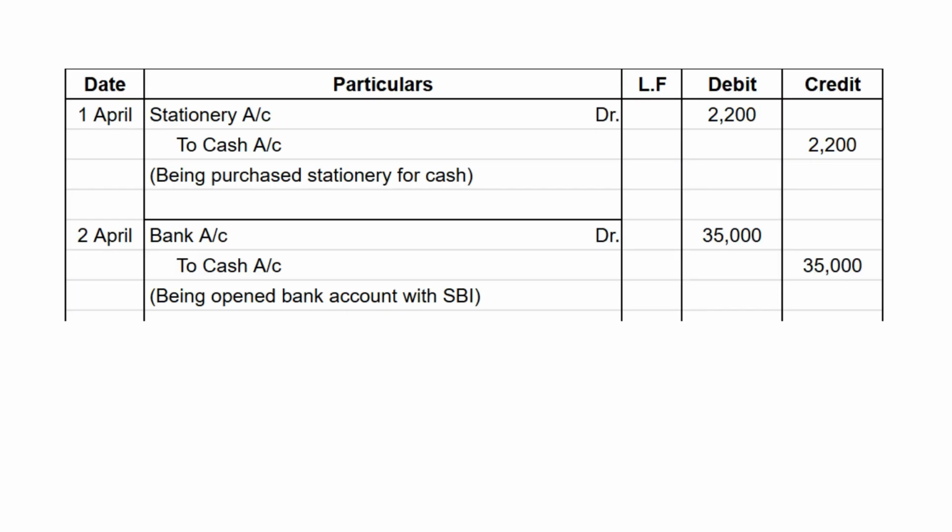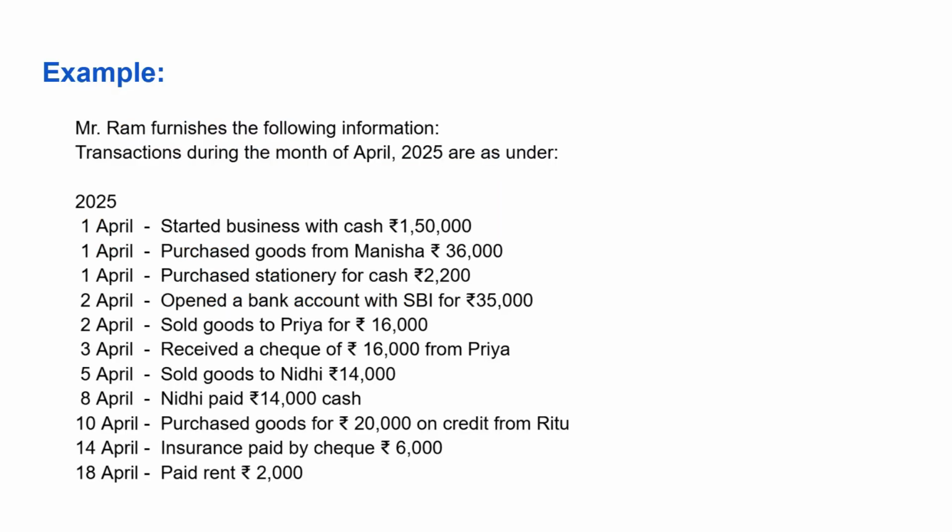2nd April, bank account debit 35,000 rupees on debit side, to cash account on the credit side 35,000 rupees. And the narration is being opened bank account with SBI. Next. 2nd April, sold goods to Priya 16,000 rupees. Here the two accounts affected are Priya's account and sales account. Here it is not mentioned that we have received cash, so it is assumed as credit sales. The two accounts are Priya's account and sales account.